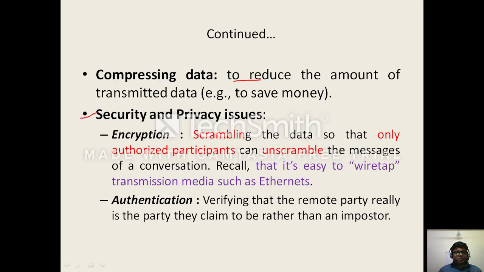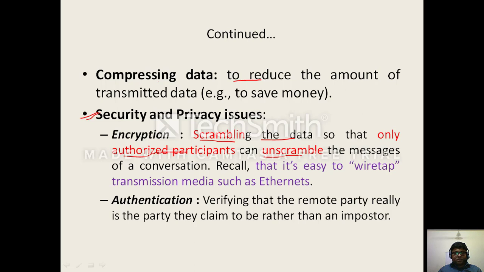Third issue is security and privacy issues. So first of all, let us see encryption. What is encryption? Scrambling the data so that only authorized participants can unscramble the message of a conversation. If sender A is transmitting some message to receiver B, then only B can decode the message. Some other party should not be in a position to decode the message.